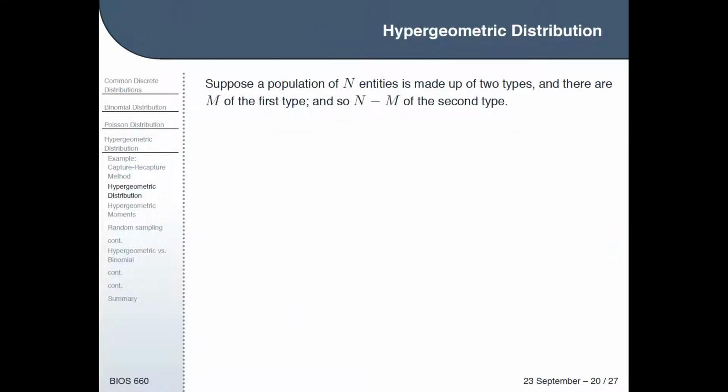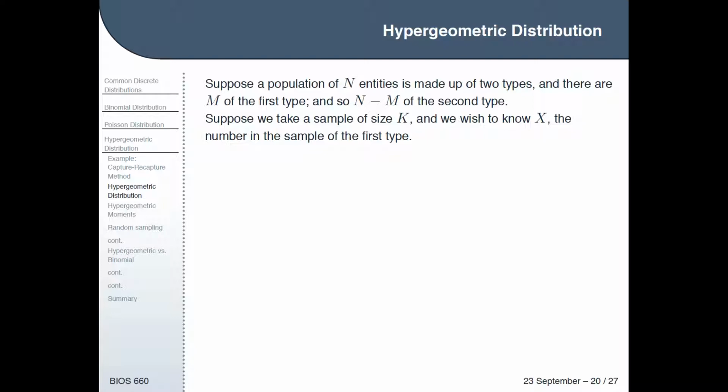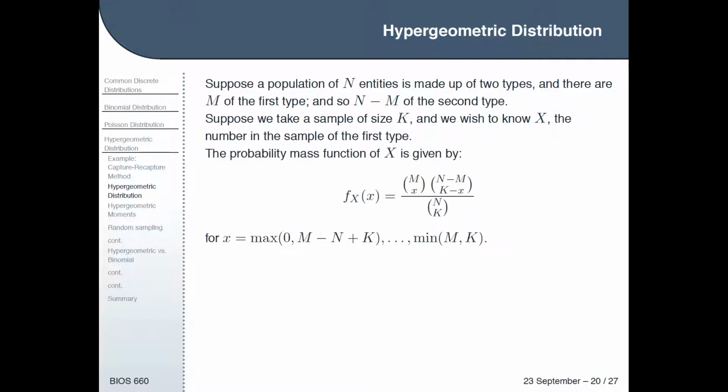So, in general, the situation where you would use the hypergeometric distribution is, say that you have a population of size N, and it's made up of two types, where M is the first type and N minus M of the second type. So in the example I just gave, you can think of there being M tagged fish in this population of size N, and so that implies there are N minus M untagged fish. Say we take a sample of size K, and we want to know the distribution of the number of tagged fish in the sample.